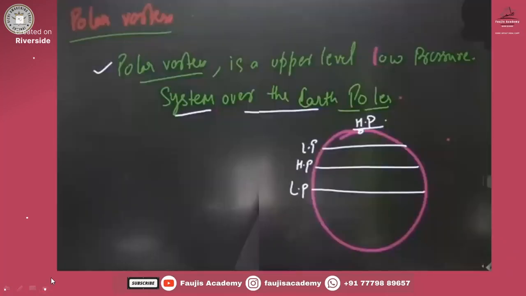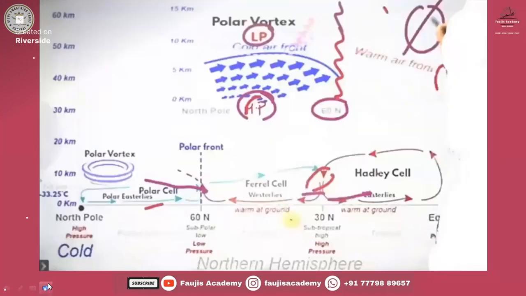You can see the polar vortex is an upper level low pressure system. At the upper part we have low pressure, and at the lower part we have high pressure. So that is the polar vortex. You can see it in this diagram. After the formation happens, when the temperate cyclone dies, the cold air mass will occupy all these places, and in the upper part we have the warm air. So there is the formation of low pressure in the upper part and high pressure in the lower part. So that was about the polar vortex.